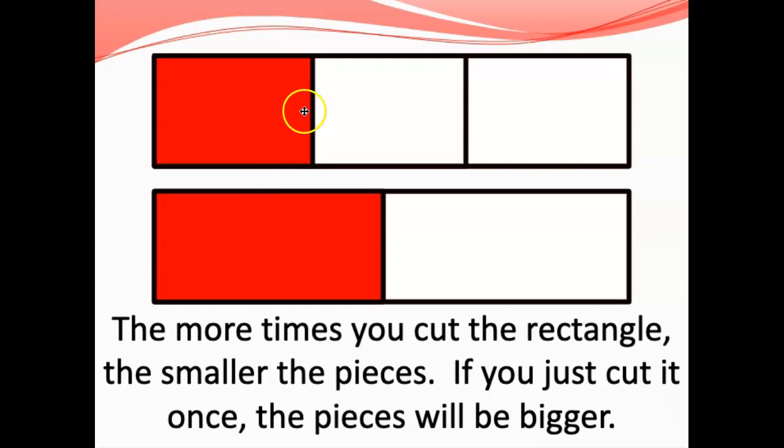So the more times you cut a rectangle into smaller pieces, the pieces will get smaller. If we're cutting a shape into a bunch of pieces, the more pieces we cut it into, the smaller the pieces are going to be. If we just cut it into 1 piece, the piece is going to be pretty big.